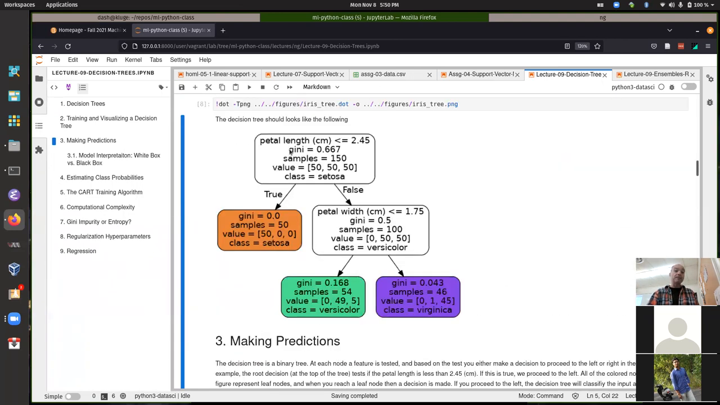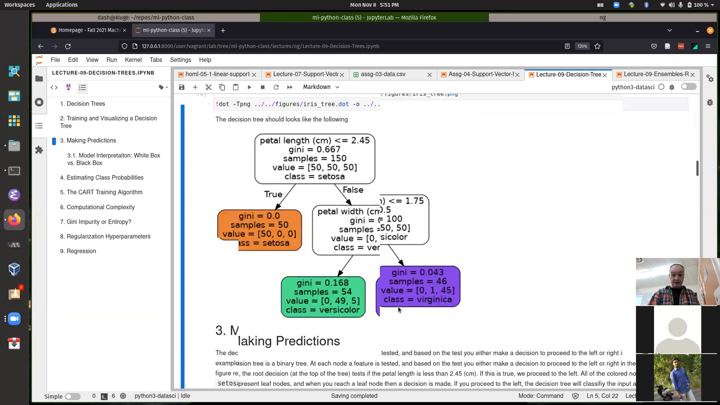just a note about making predictions. So making predictions here is pretty simple. If I have a new value that we didn't train with, I just have to go through the decision tree till we get to a leaf node, and that will tell us what prediction we're going to make.